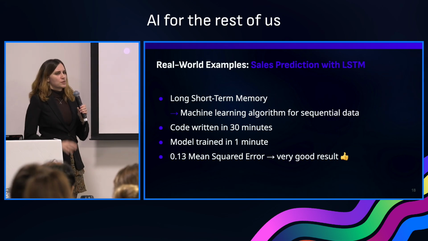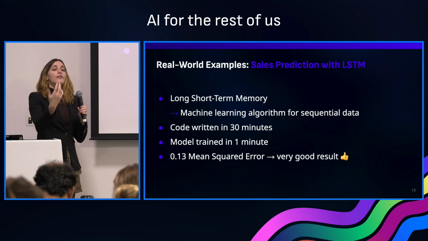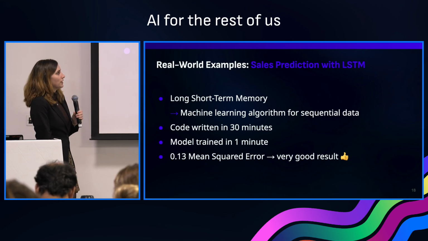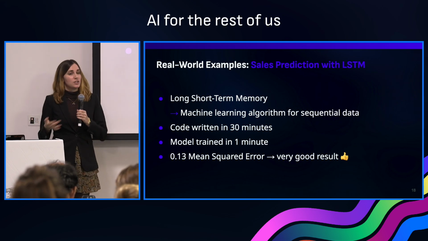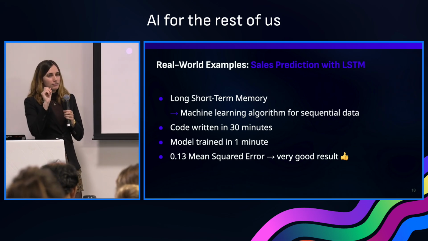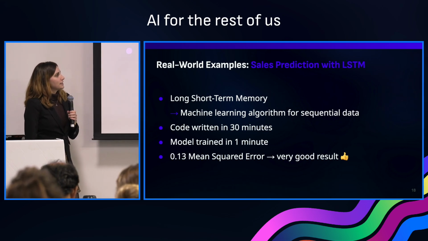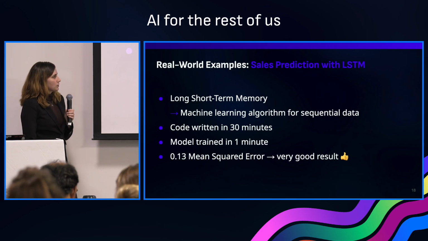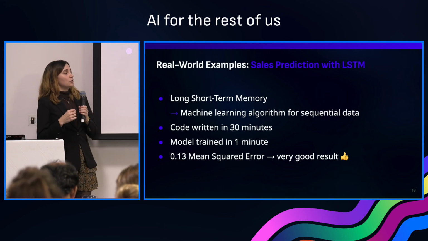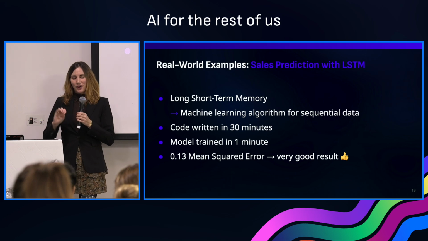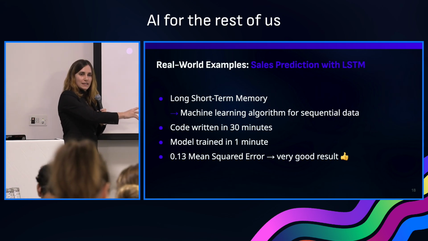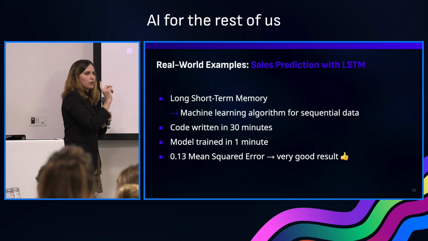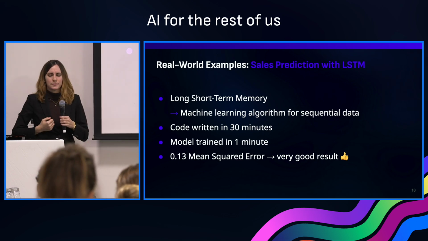This code, again, took about 30 minutes to write because it's a very simple algorithm, very simple to implement, so it saved my time here. This code was executed in about 1 minute, so again, a very small algorithm, very simple to train. And the result was about 0.13 of a mean squared error. I'm not going to go into detail what this exactly is, but it says error, so the smaller the better. So this is actually a pretty good result, right?